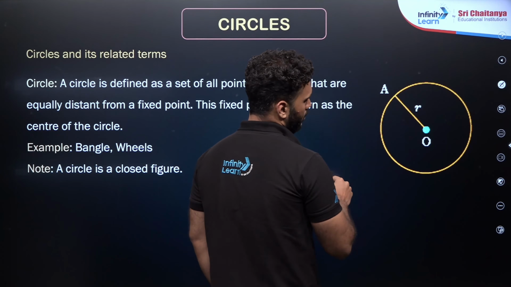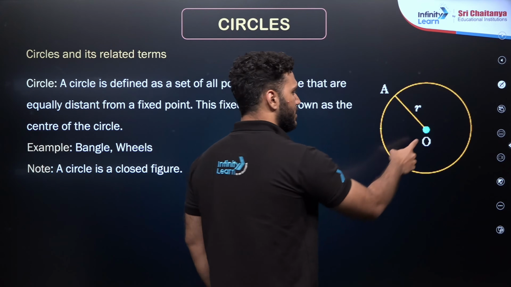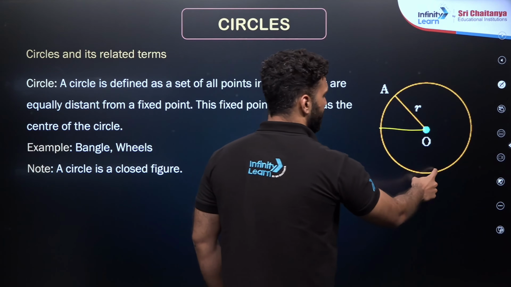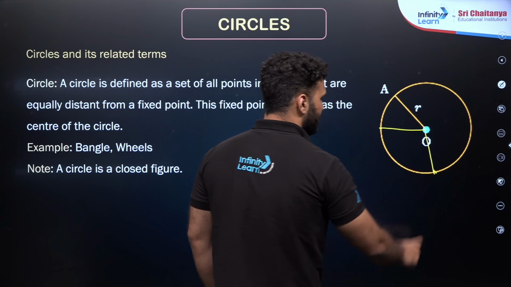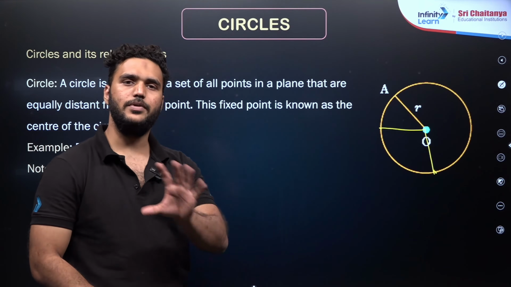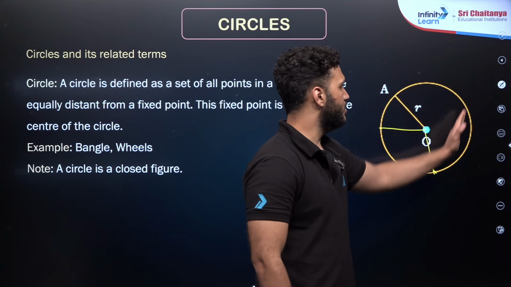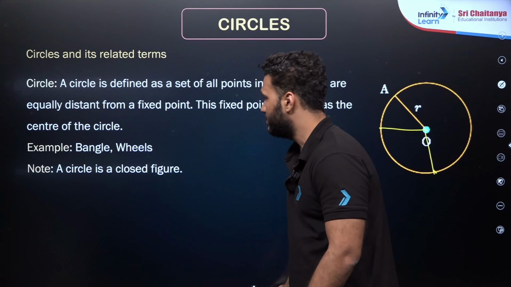Like if you stand at any point on this circle, let's say you are standing here, then the distance between center and you, let's say this is r. But now you are standing here on the circle. Again, the distance between you and this center will be r. So this is what a circle is. All these points are at equal distance from this center. Okay, so this is circle.